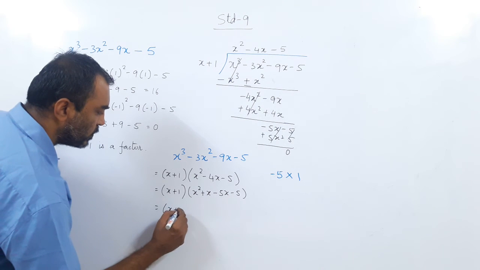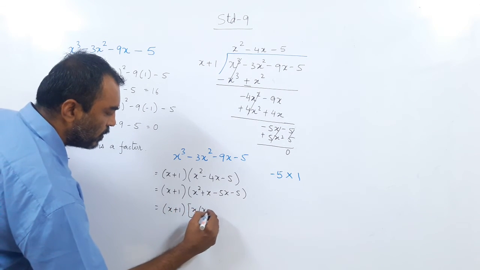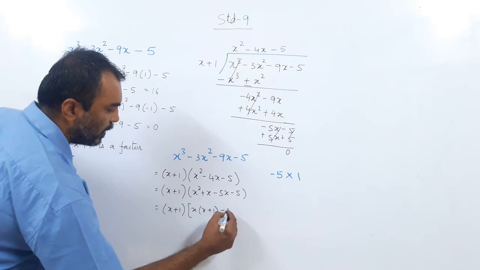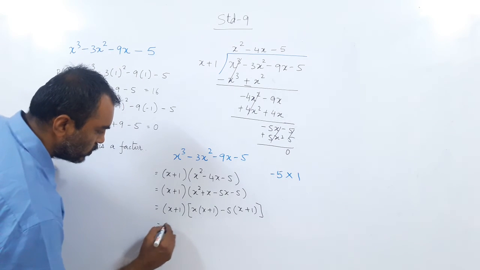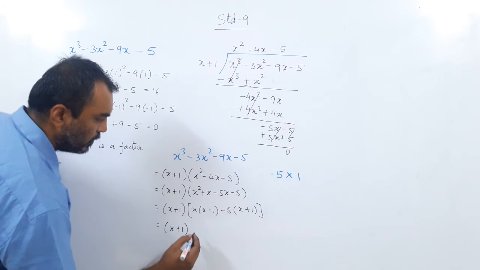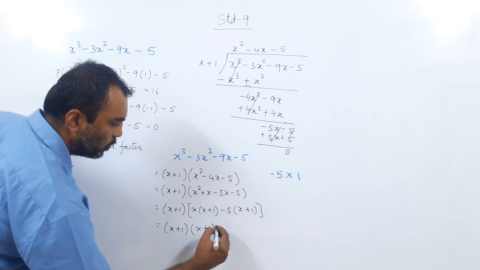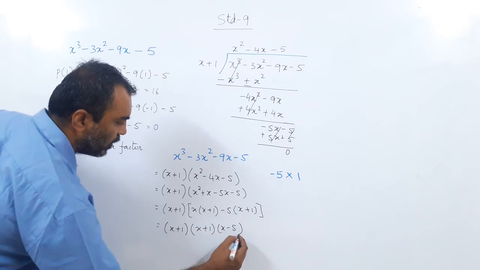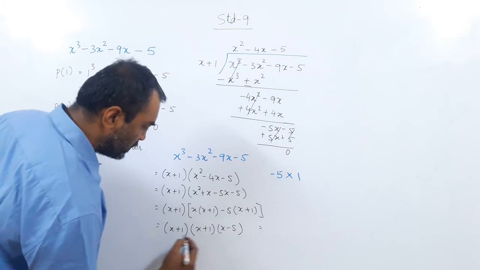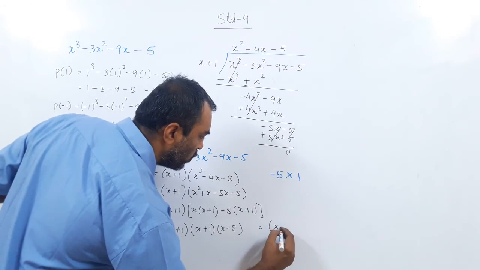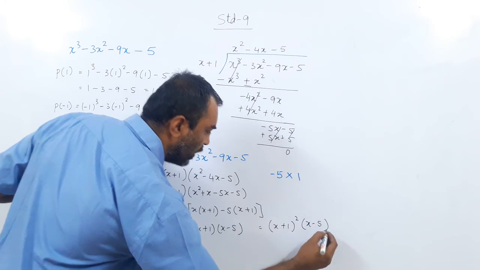This becomes x plus 1, in square brackets, I take the x common, x plus 1, minus 5 x plus 1. So I get x plus 1, again x plus 1 common in both, and x minus 5. So these are the three factors. This can also be written as x plus 1 into x plus 1, so you can also write x plus 1 the whole square into x minus 5.